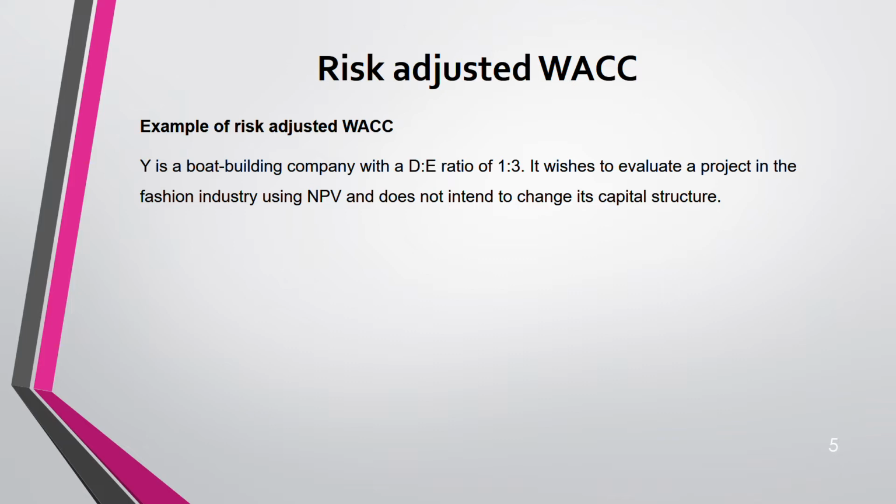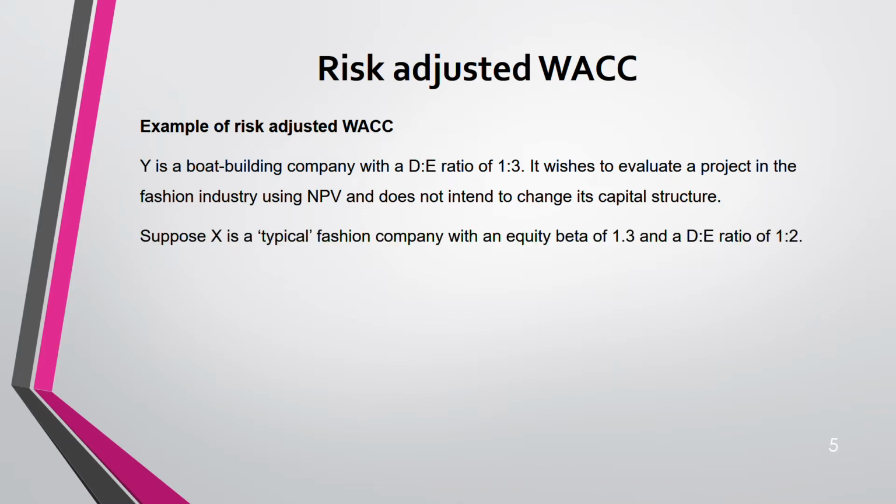But Y does not intend to change its capital structure. That means the finance risk remains the same. So you only have to worry about asset beta. That is different. Equity beta is same. Suppose X is a typical fashion company. Why? Because you want to evaluate a project for which industry? Fashion. You need a company similar to the fashion industry. Proxy beta. So a typical fashion company, let's say X, has an equity beta.